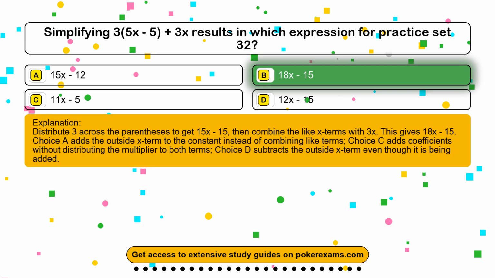Distribute 3 across the parentheses to get 15x minus 15, then combine the like x terms with 3x. This gives 18x minus 15. Choice A adds the outside x term to the constant instead of combining like terms. Choice C adds coefficients without distributing the multiplier to both terms. Choice D subtracts the outside x term even though it is being added.